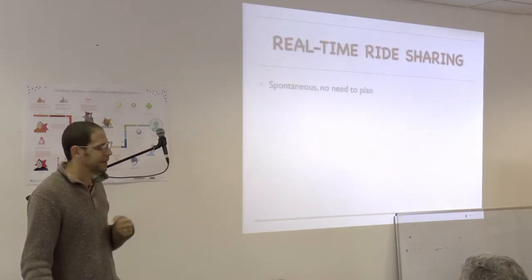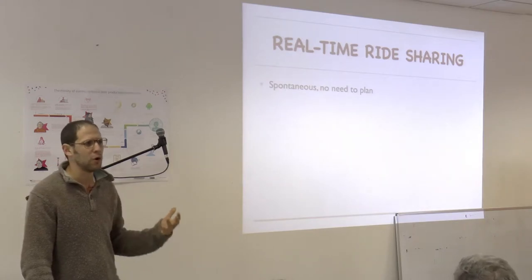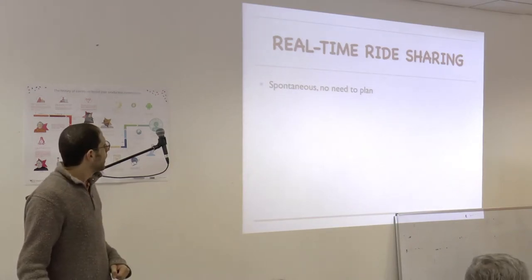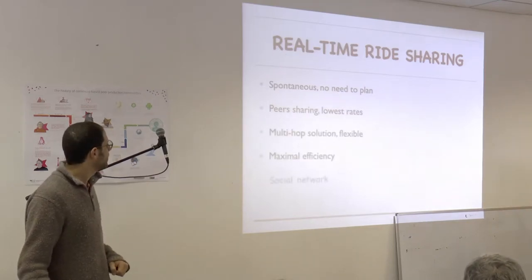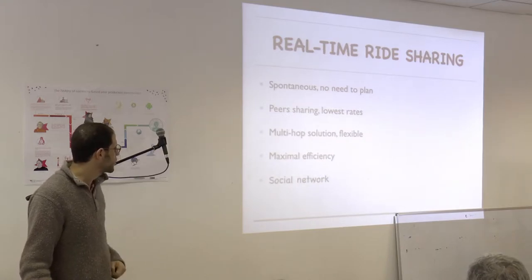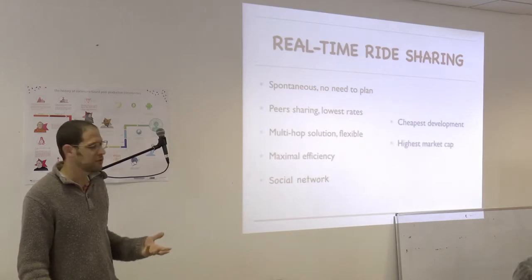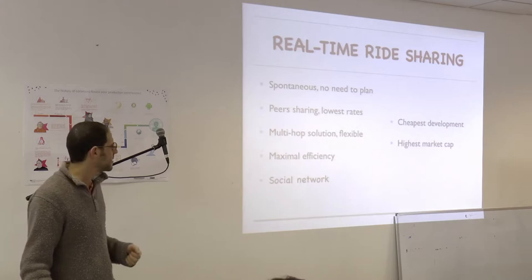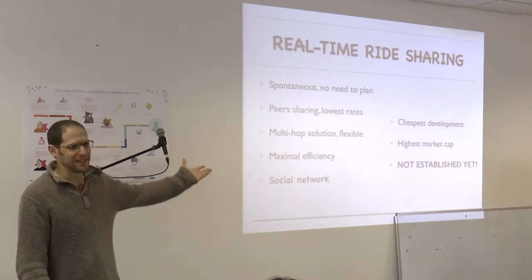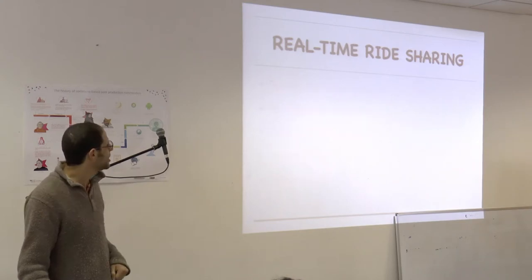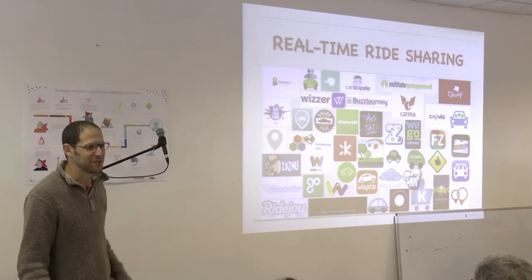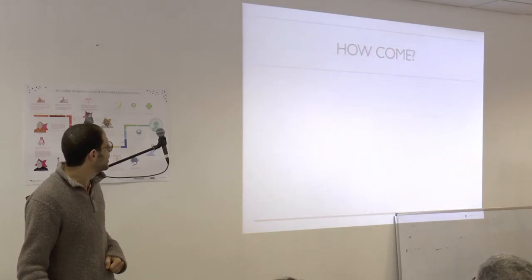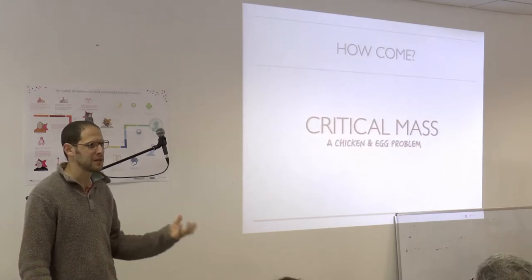The thing that really will tackle the major problem is real-time ride-sharing. This is the holy grail of smart transportation. It has a lot of virtues: it gives you the lowest rates, the multi-hop solution is a great virtue, maximum efficiency, it eventually becomes a social network, and it's also the cheapest in terms of development, with the highest market cap if you want to invest in that. But it hasn't been established yet. There have been some trials in this direction, but it hasn't been established because of the critical mass problem. You need to generate a critical mass of users before it operates.